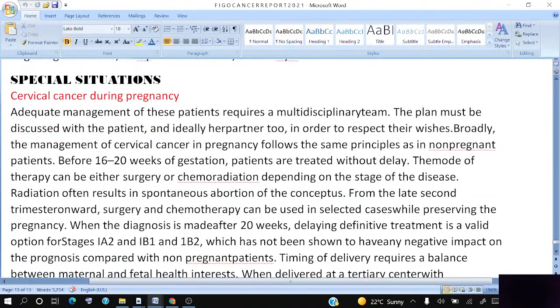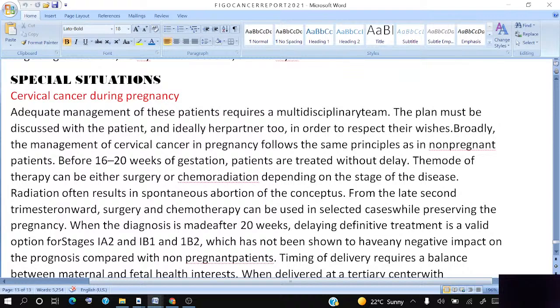Okay, this is a very special condition: when the patient with cervical cancer is pregnant. Adequate management of the patient requires a multidisciplinary team. The plan must be discussed with the patient, and ideally with the partner, in order to respect their wishes. Broadly, we manage cervical cancer in pregnancy following the same principle as in a non-pregnant patient.